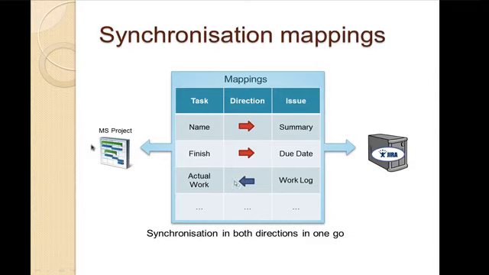And because we have these directions, so we define the direction for each particular field, we can synchronize the data in one go. We don't need to have two separate operations for copying data from Microsoft Project to JIRA and from JIRA to Microsoft Project. You do it just in one go. You synchronize your data, and after the operation is finished, you have all your data synchronized.